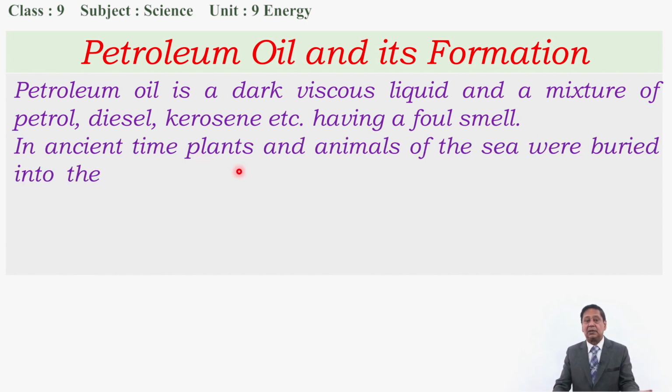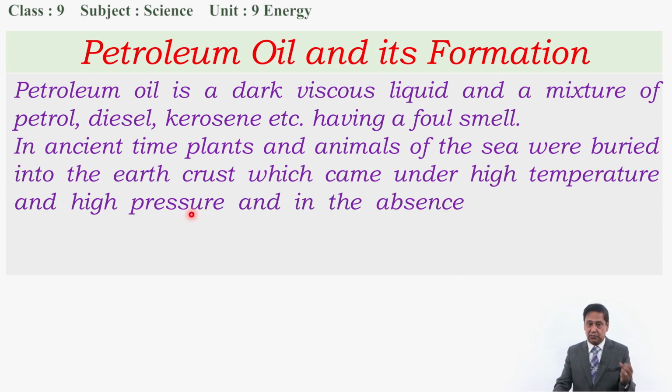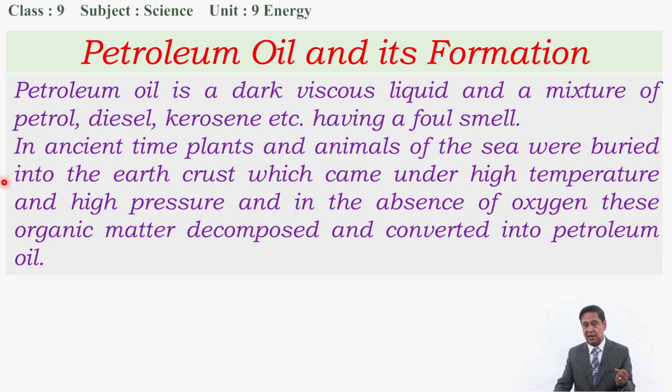In ancient times, plants and animals of the sea were buried into the earth's crust, which came under high temperature and high pressure, and in the absence of oxygen, this organic matter decomposed and converted into petroleum oil. Actually, big plant bodies form coal, but small plants found in the seabed and small animals of the seabed, or maybe animals a little larger in size, when they come under the earth's crust, then because of high temperature and high pressure, they convert to petroleum oil.